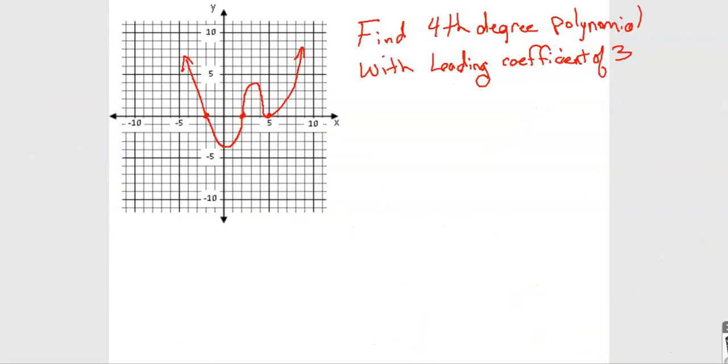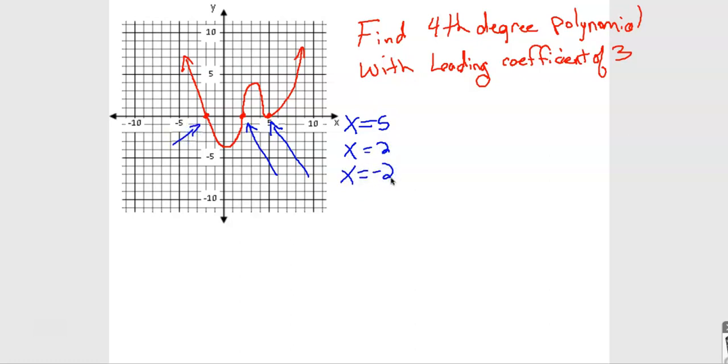So notice this problem right here: this is a 4th degree polynomial with a leading coefficient of 3, and I'm going to ask you to find the polynomial. We don't know what the polynomial is. Well, I do notice that a 0 is 5, so x equals 5. I also notice x equals 2, and I also notice x equals negative 2.